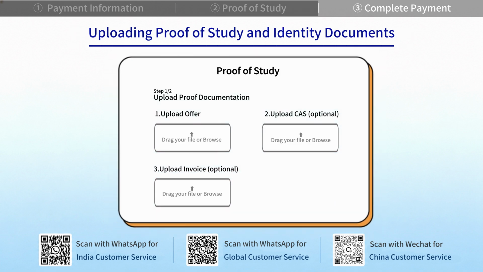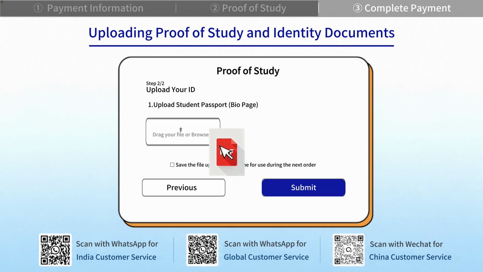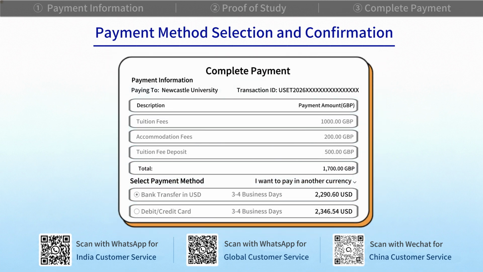The second step is to upload supporting documents. Please upload your university offer letter and passport for verification. This example uses a U.S. student for demonstration purposes. Actual document requirements may vary by country or region. For instance, users in India may be required to upload an Aadhaar card as part of the verification process. Once uploaded, click Submit.